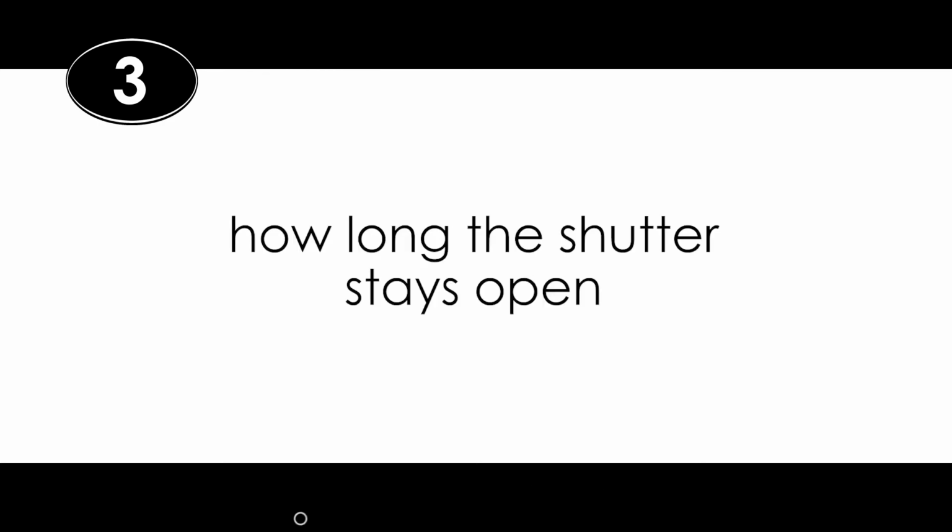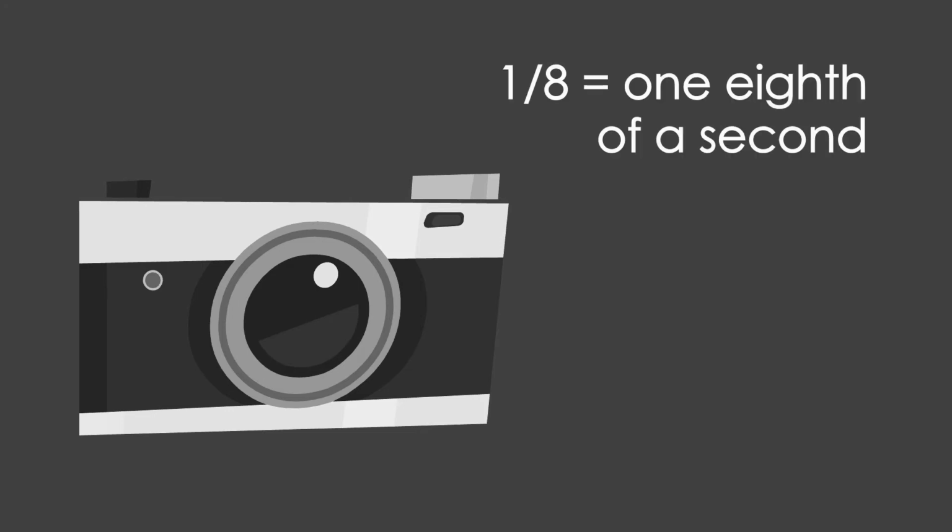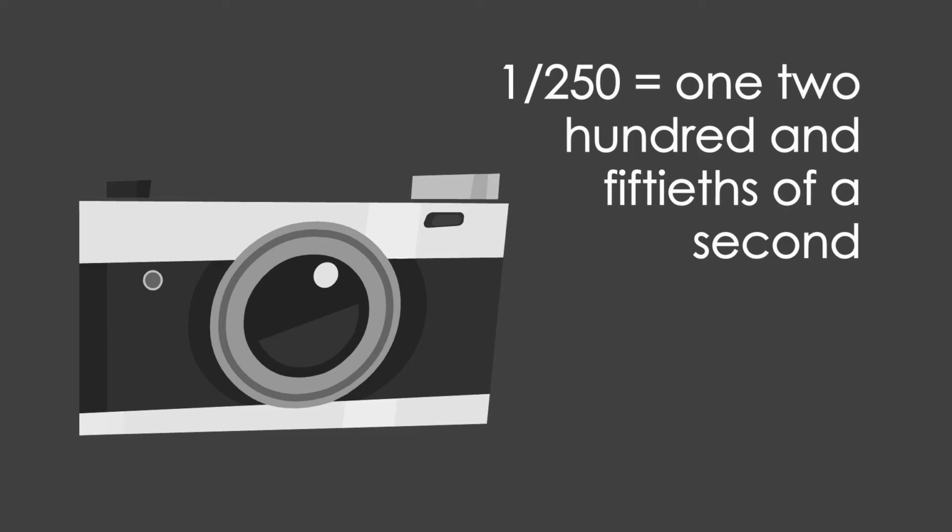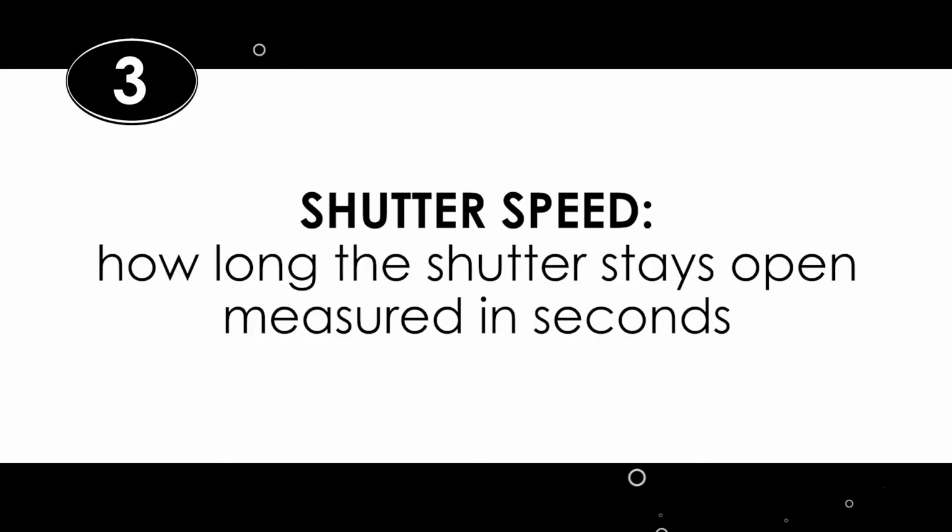Okay, so there's one thing left, shutter speed. Shutter speed is exactly what it sounds like. It's how long the shutter stays open. If it's open a long time, a lot of light gets in. If it's open a short time, a little light gets in. Shutter speed is measured in seconds. A shutter speed of 1/8 is 1/8 of a second, and 1/250 is 1/250th of a second. That's really all you need to remember. The shutter speed is how long the shutter stays open, and it's measured in seconds.